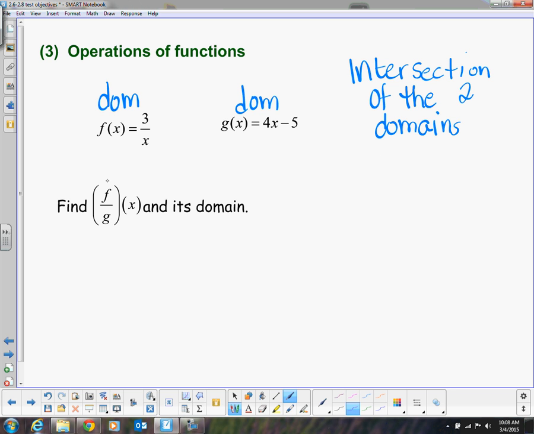So if I look at this, what is this domain? Negative infinity to 0, 0 to infinity. We have 0 issues because there's a variable in the denominator. What is this domain? Okay, so what do these two domains have in common? In other words, what is the intersection?